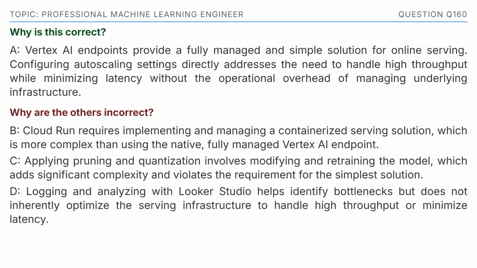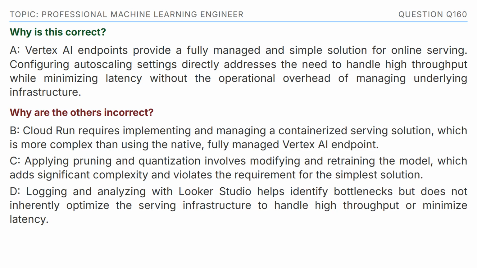Why is this correct? A. Vertex AI endpoints provide a fully managed and simple solution for online serving. Configuring auto-scaling settings directly addresses the need to handle high throughput while minimizing latency without the operational overhead of managing underlying infrastructure. Why are the others incorrect?